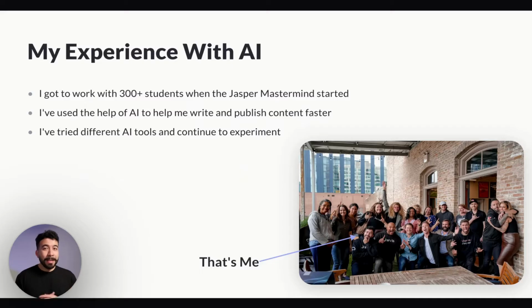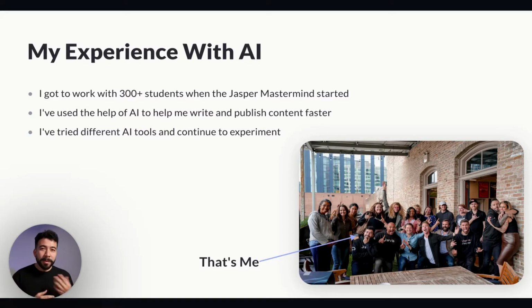So my name is Eddie, and my experience with AI is I've been able to work with a company called Jasper when they first started getting very popular, and they created a mastermind group where it was teaching people how to use AI writing tools and how to rank content on Google using Jasper AI, which was wrapped in GPT. So I've used the help of AI to help me write and publish content faster. I've tried different AI tools and I continue to experiment. So that is me on the left-hand side with the Jasper group, and we were training over 300 students monthly.